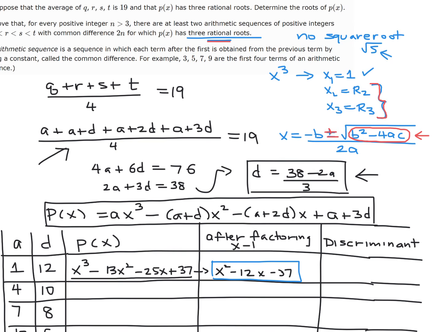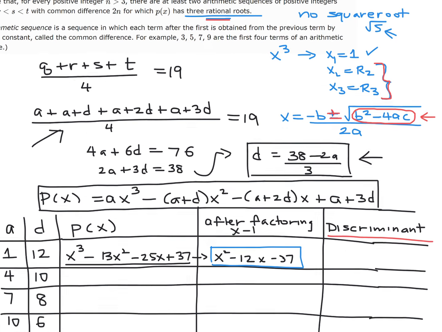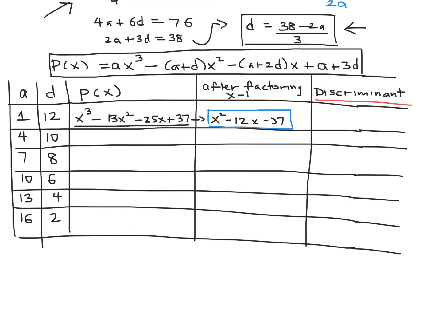So that's why the discriminant is important. We have to figure out the discriminant, and we have to take the discriminant that is a perfect square. So let me just say it must be a perfect square.